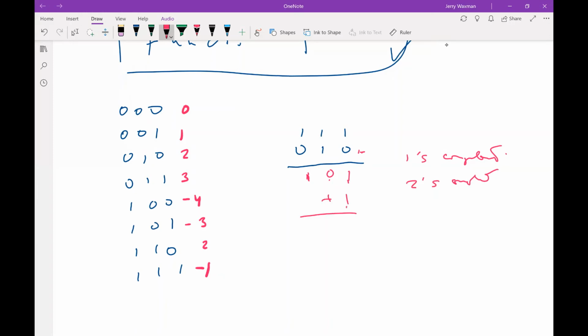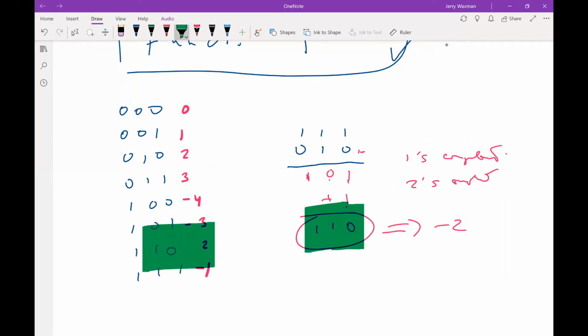So 1 and 1 gives me 0, carry the 1. 1 and 0 gives me, because of the carry, a 1, and then the 1 over here. And I count that down. So my claim is 1, 1, 0 is what is going to represent -2. And lo and behold, this is my representation for -2. If I look at the one we got before, this is in fact -2. So that's how 2's complement works. It's basically the same idea that we saw before.